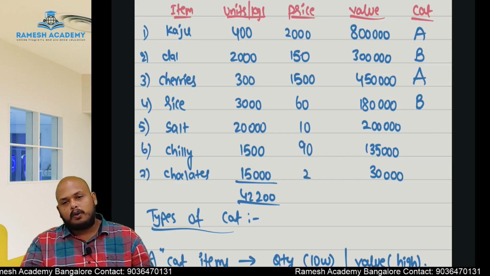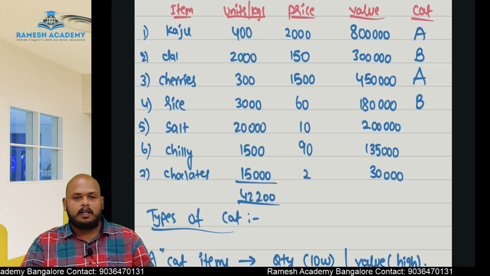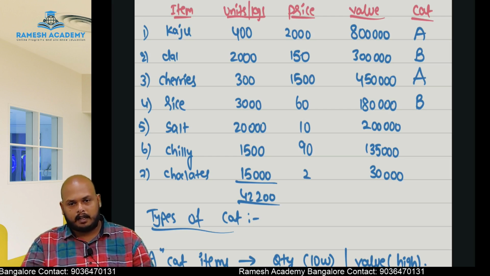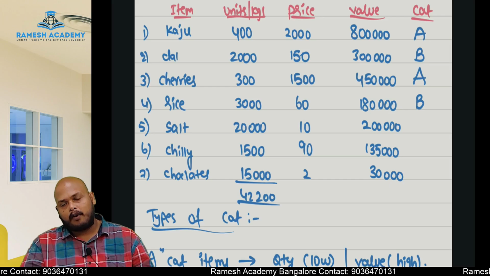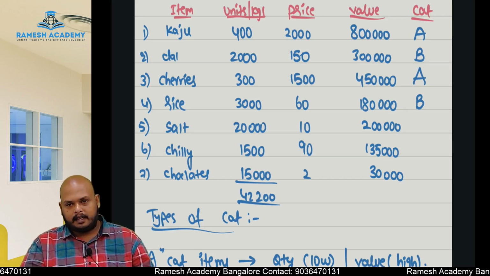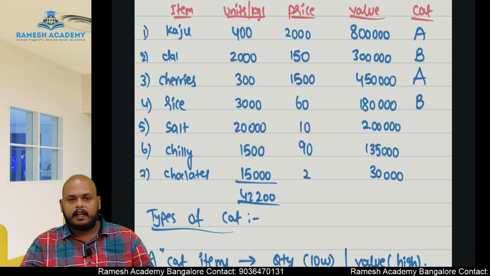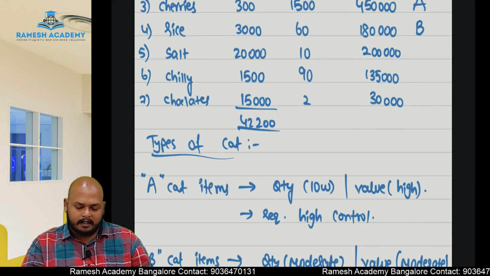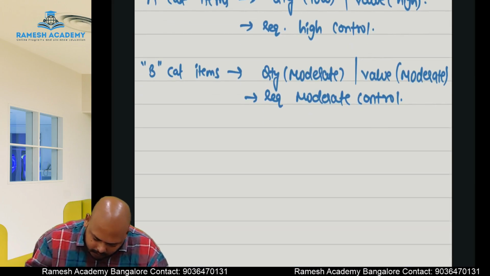Salt. He is holding how many kgs? 20,000 kgs. 20,000 is almost 50%, around 48%, so almost near half. The price is also 10 rupees. It's a very low price. So this is categorized as a C category item.